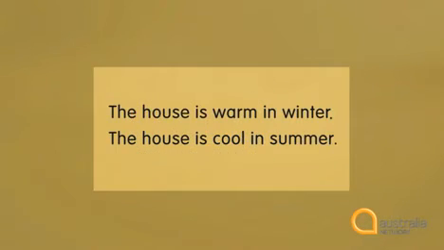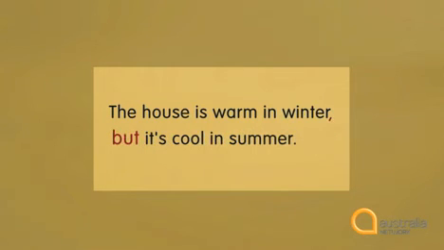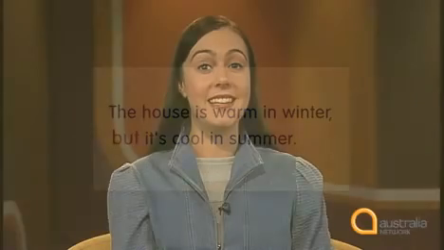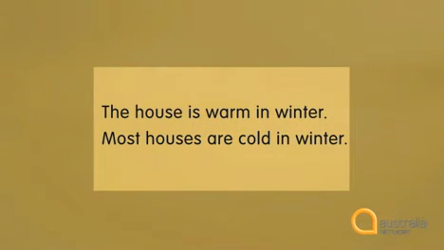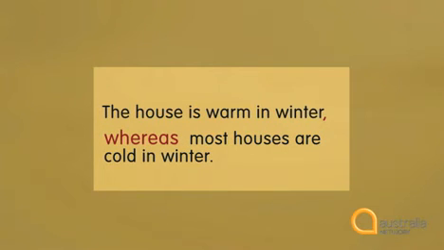And here's another one. The house is warm in winter. The house is cool in summer. The house is warm in winter, comma, but it's cool in summer. Now let's practice subordination. That's making two sentences into one complex sentence. Try using whereas. The house is warm in winter. Most houses are cold in winter. This can become, the house is warm in winter, comma, whereas most houses are cold in winter.